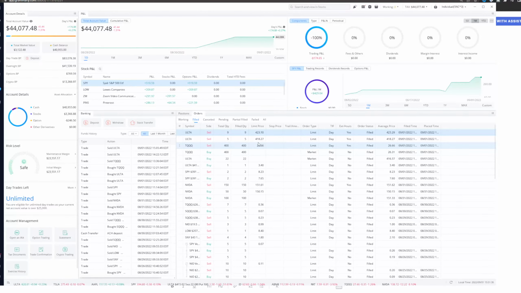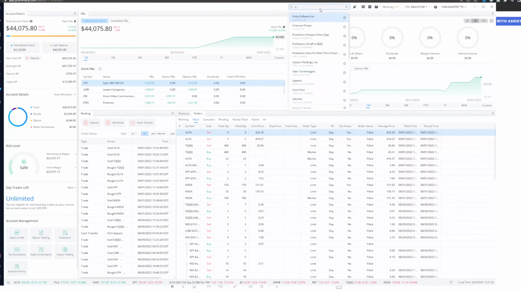So as you can see, I'm betting against Ulta, and as the stock goes up, I'm buying more and more and more shares. And as the stock's going up, I'm selling shares. And as the stock goes down, I'm buying more shares. So at this moment, I am currently down.